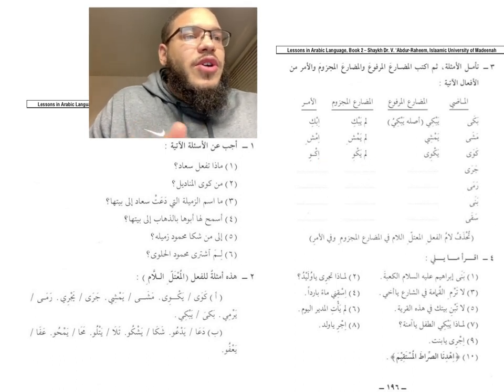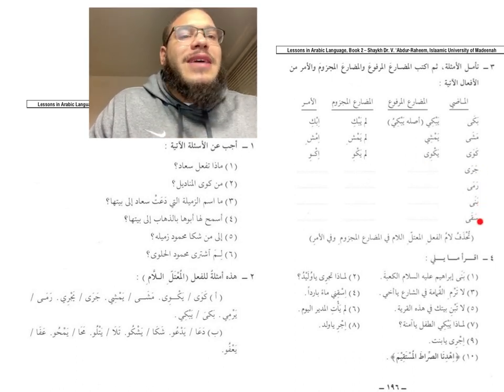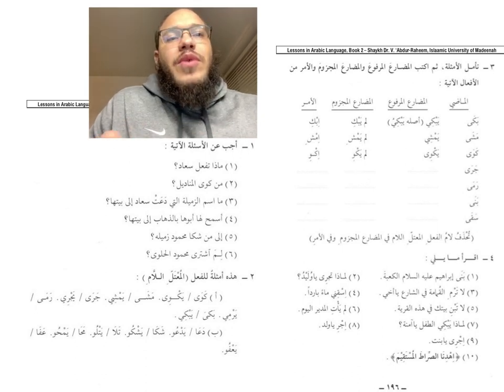So for your task, your homework is to complete this table with the following verbs: jara, rama, bana, saqa. And make sure you learn what they mean.